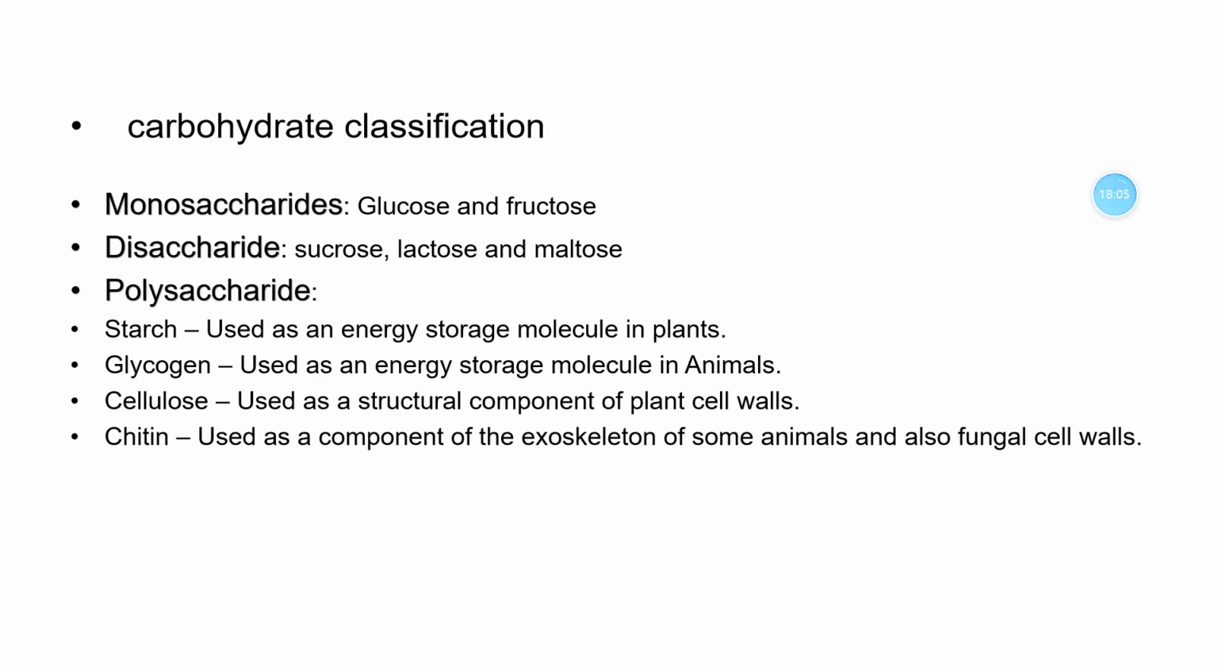And for polysaccharides, there are four polysaccharides in biology which are very important. The first one is starch. It is usually used as an energy storage molecule in plants. The next one is glycogen, used as an energy storage molecule in animals. The next one is cellulose. It's a structural component of plant cell walls. And the next one, chitin. It is in the exoskeleton of some insects and also in fungal cell walls.